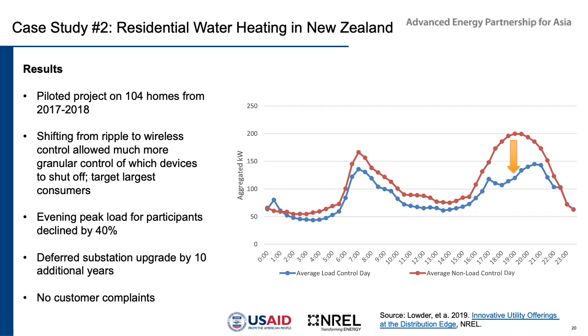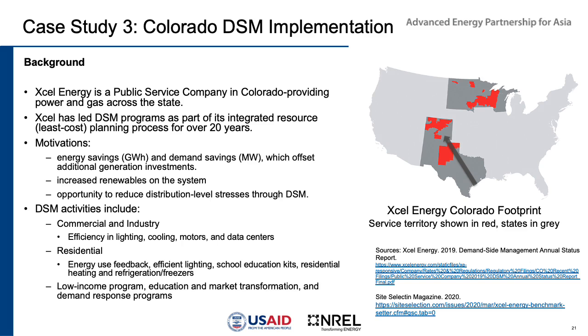At some instances in Colorado, wind generation can account for over 60 or even 70% of total demand. So it's important to have a lot of demand-side flexibility in the system. And finally, demand-side management offers the opportunity to reduce the stresses in the distribution system in Colorado.